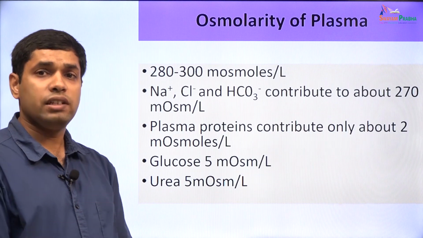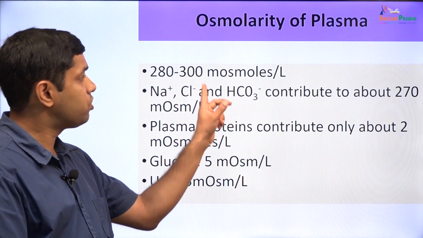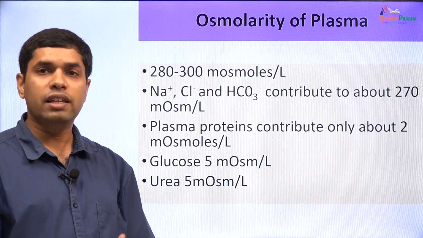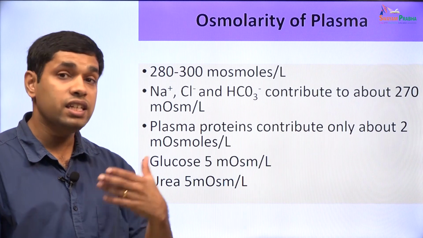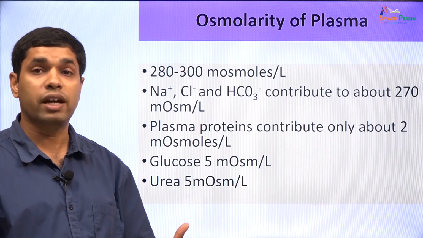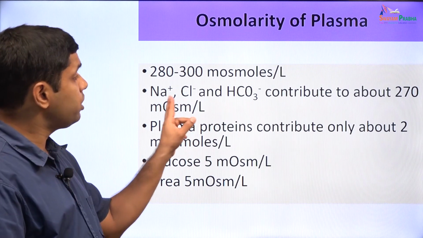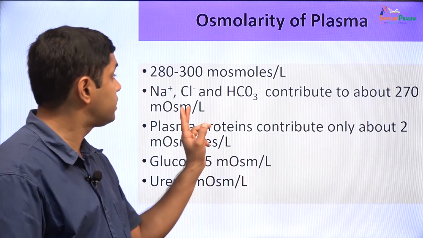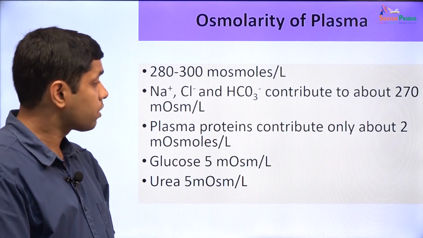What is the osmolarity of plasma? The osmolarity of plasma is about 280 to 300 milliosmoles per liter. What are the ions that contribute to this osmolarity? Now we know that in the ECF or in plasma you have a predominance of sodium and a predominance of chloride. So sodium, chloride and bicarbonate themselves contribute to about 270 milliosmoles of the total osmolarity.